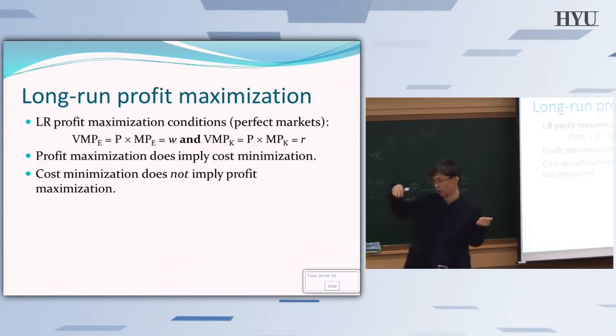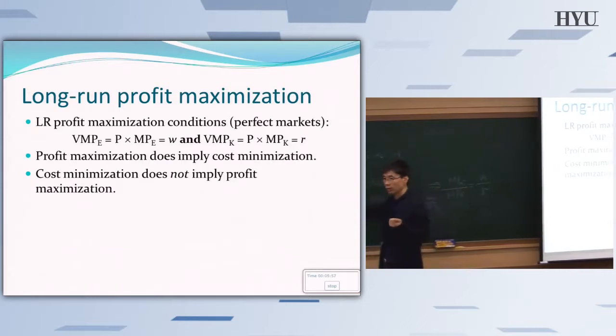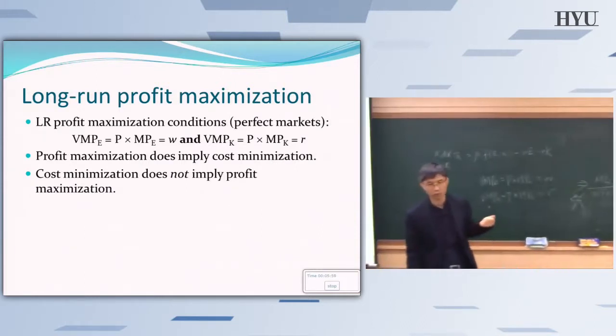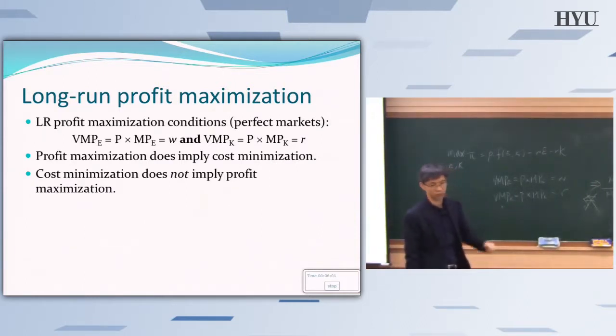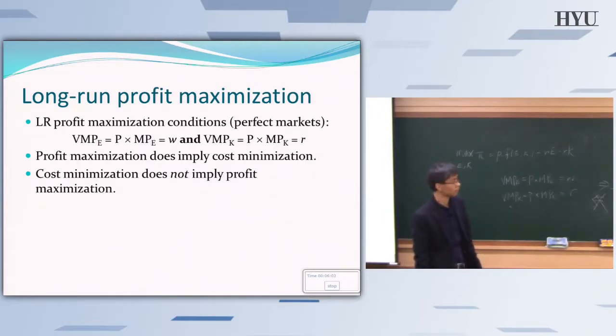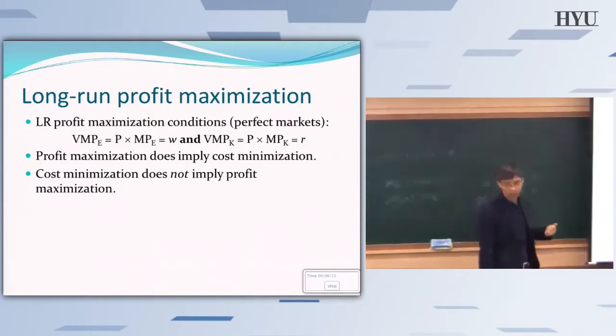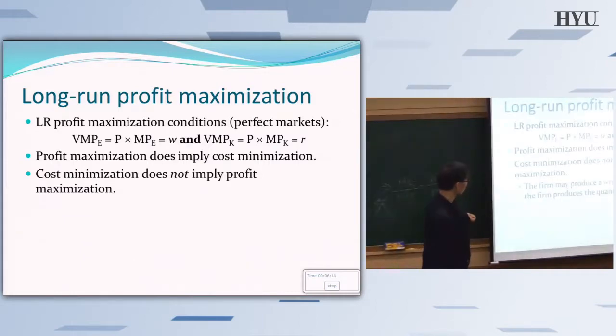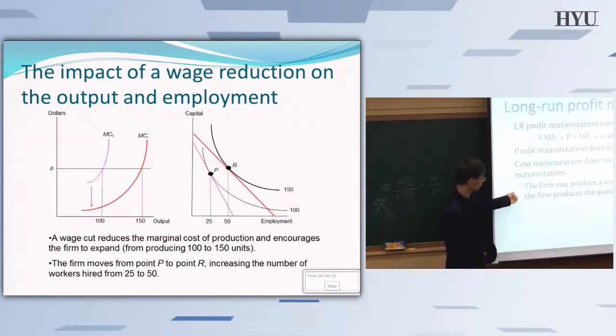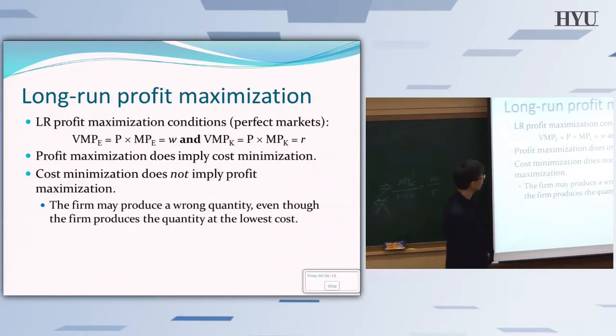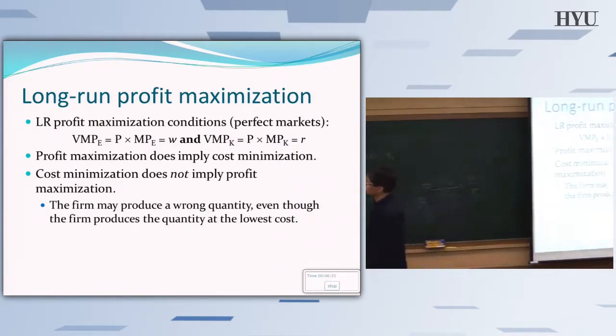If they changed the output level, their profit will be even higher, even though they are currently minimizing the cost given the desired output. So profit maximization should think of those two things at the same time: picking the right quantity and minimizing the cost. Okay, so that's what the profit maximization condition implies.